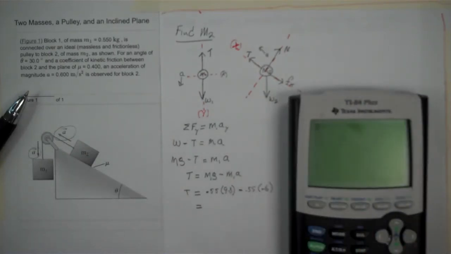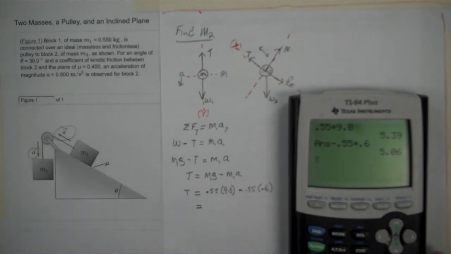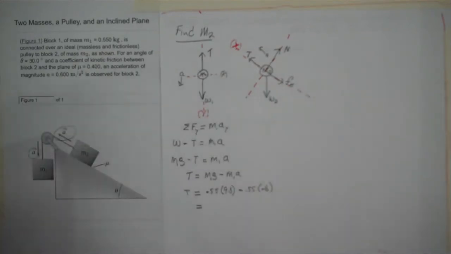My batteries are low. 0.55 times 9.8 plus minus. Right, do I get everything there? Yep. The tension's 5 newtons. It should be less than the weight. The weight is going to be like 5.5 around, so slightly less. Not a big acceleration, so not a big difference. That makes sense. 5.06 newtons. I'm going to keep all that information. I'm not going to round it yet.